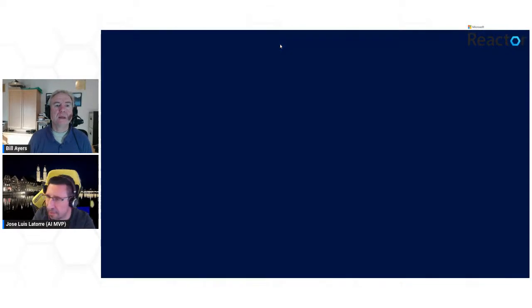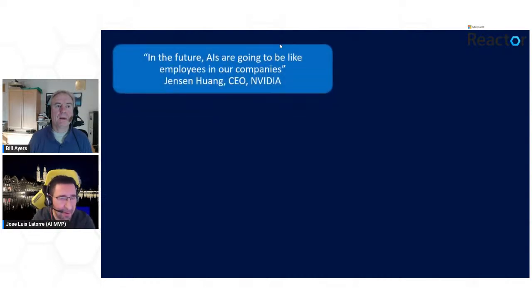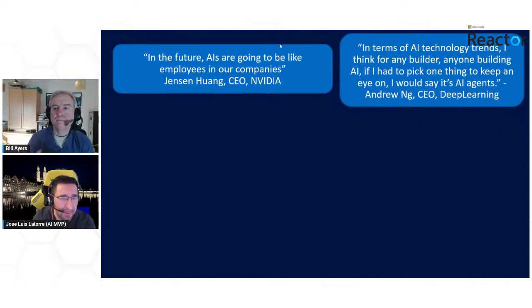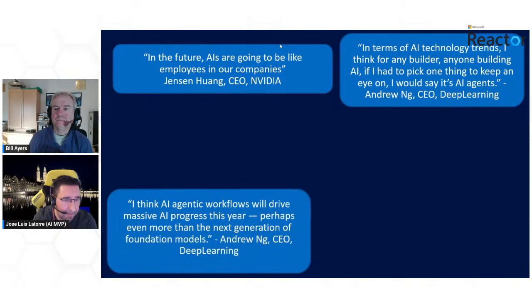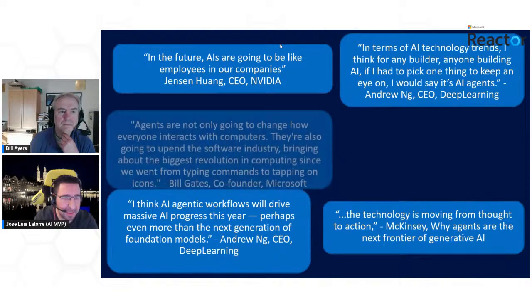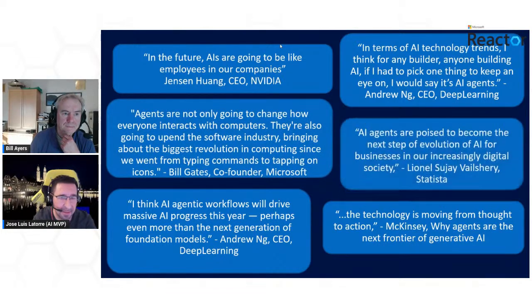Exactly. So if we want to reinforce the importance of agents, a lot of people are talking about that, like Jensen Huang or Andrew Ng, and again Andrew Ng, and McKinsey, and Bill Gates, and more people. We could fill a lot of pages about that, but basically the message is that the next big thing is agents, and I completely agree with that. And I'm not telling you, Andrew Ng and Jensen Huang are telling you. Bill is also of the same opinion.